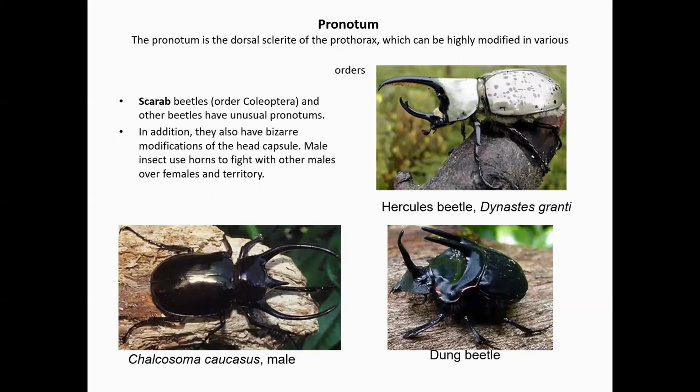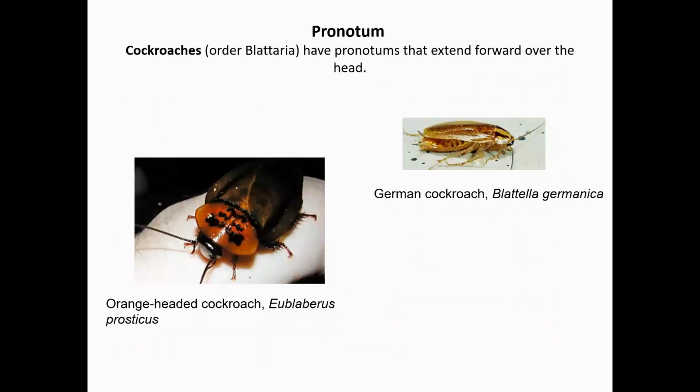And this pronotum, the dorsal sclerite of the prothorax, is highly modified. They are variously modified in scarab beetles and other beetles. They have unusual pronotums. In the case of cockroach, the pronotum extends forward over the head and covers the head region.